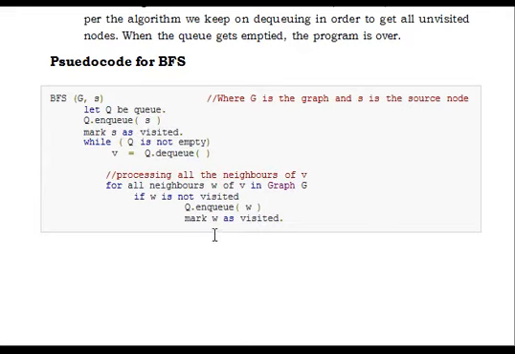If it is visited, then the queue will be dequeued. This is a pseudocode for breadth first search.